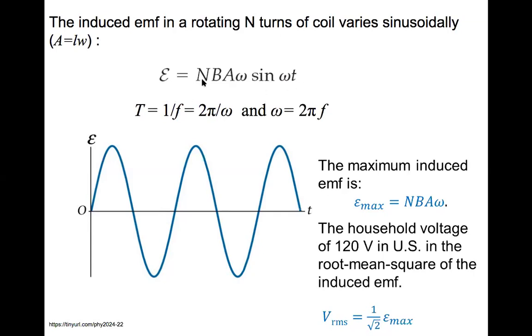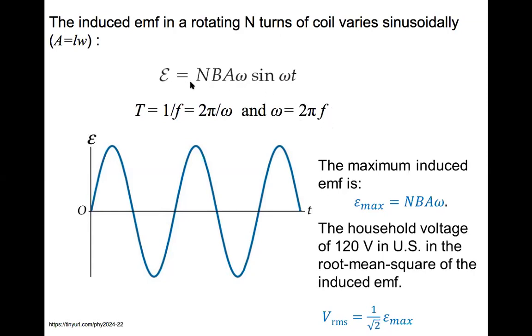So that is the number of turns of the coil times the magnetic field strength times the area of each coil times omega, which is the angular frequency, the frequency being given to the electric generator. That means how many turns you could have in 1 second, how many revolutions the coil can turn in 1 second, which is the frequency f. Omega is equal to 2 pi times f, so that refers to angular frequency.